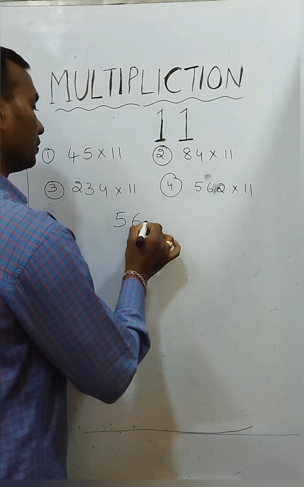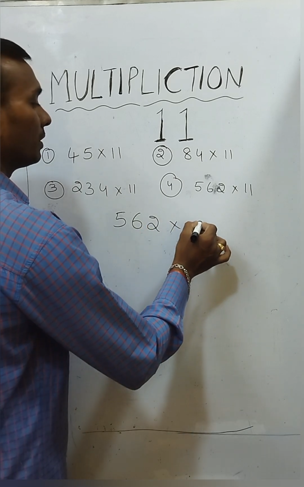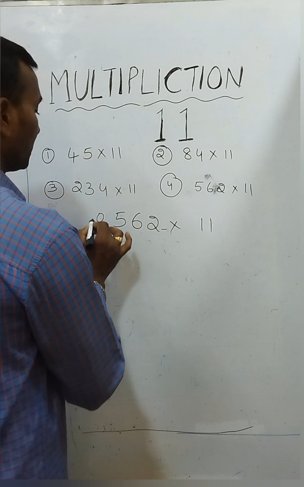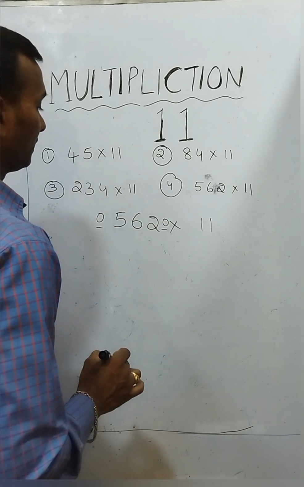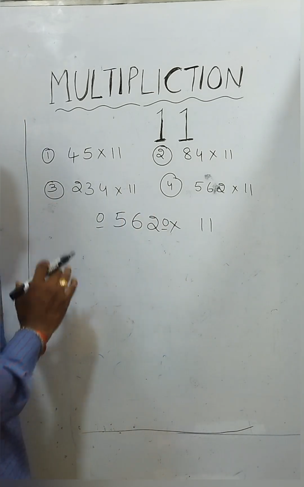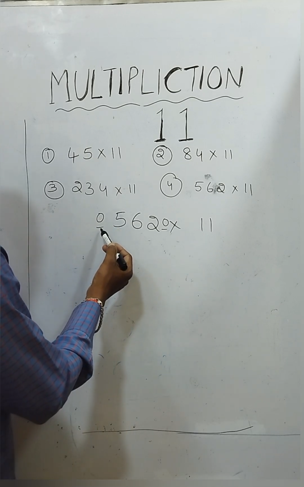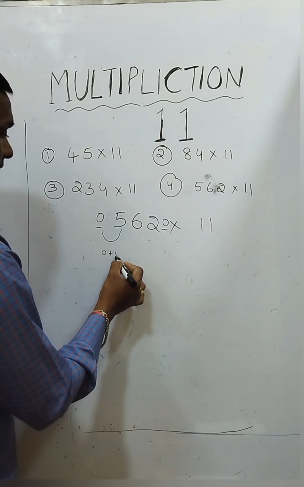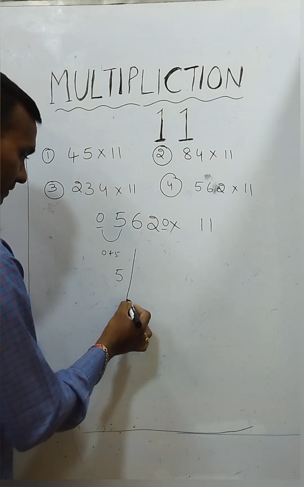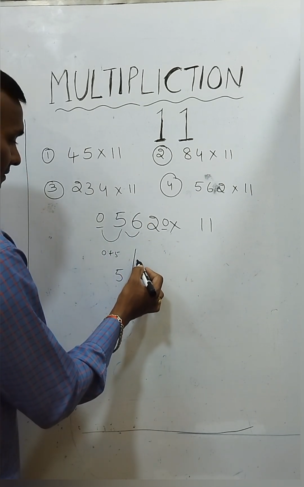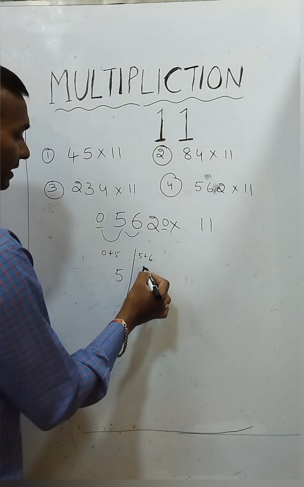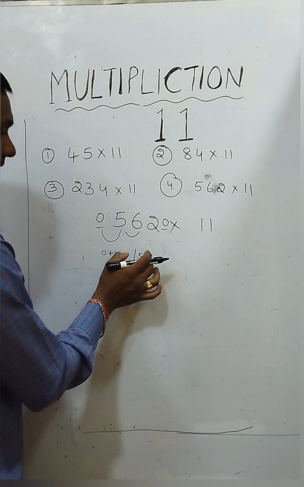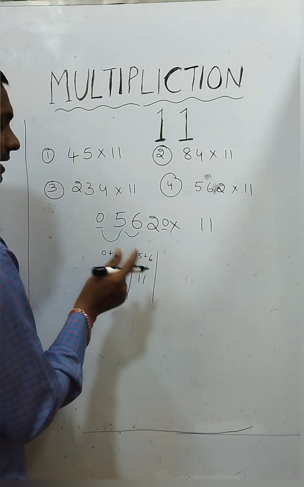Next, one more question. 562 into 11. Step 1. Putting zeros in the beginning and ending. So 1 0 in the beginning, 1 0 in the ending. After that, start adding two digits at a time. 0 plus 5 gives you 5. 5 plus 6 gives you 11. This is only for your understanding, I am writing 5 plus 6 here. Without writing also we can write 11 directly.